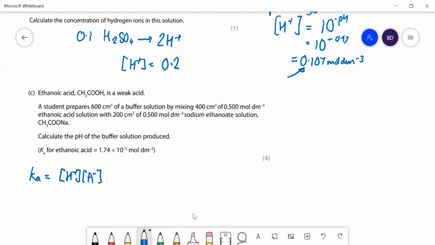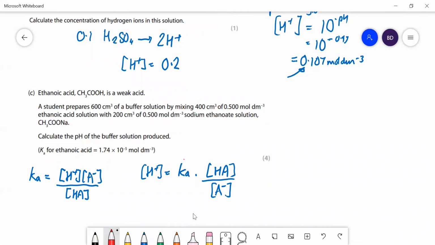A minus, where HA is the weak acid and A minus is its conjugate base, and then rearrange that to give us H plus concentration is equal to Ka multiplied by the concentration of HA over A minus. So the hydrogen ion concentration of a buffer, and hence the pH, is always dependent on two things: the Ka value, which doesn't change, and the ratio of the concentrations of the weak acid and the weak base you've got in the mixture. Okay, it's good to rearrange that equation like that.